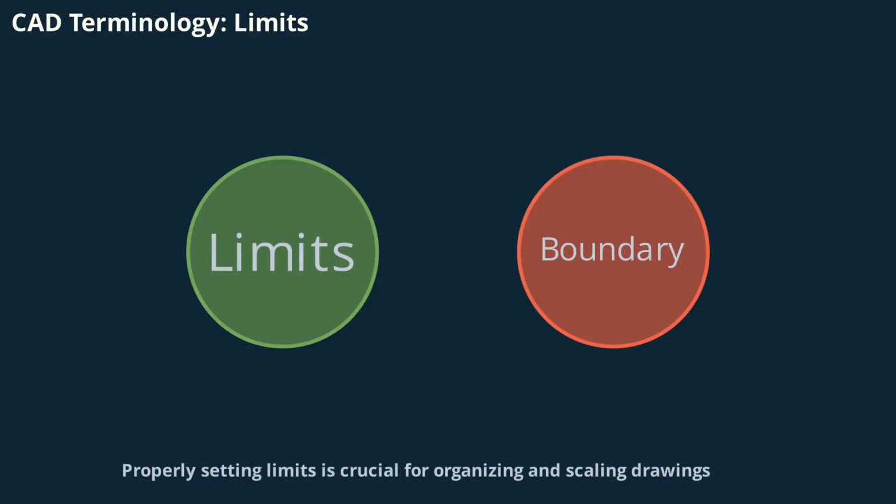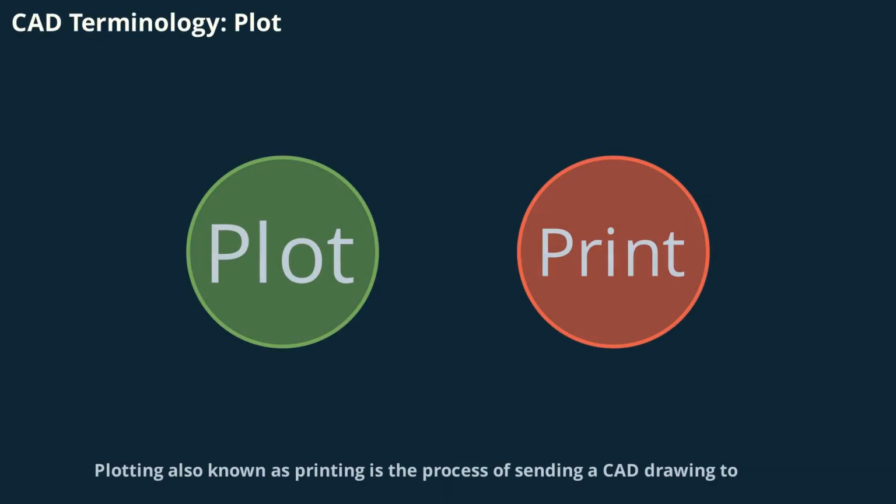Properly setting limits is crucial for organizing and scaling drawings, especially when preparing for plotting or printing. Plotting, also known as printing, is the process of sending a CAD drawing to a printer or plotter to produce a physical copy. The plot command opens a dialog where users set the printer, paper size, scale, and plot area. Plotting ensures that digital designs are accurately translated into tangible documents, essential for construction, manufacturing, and client presentations.